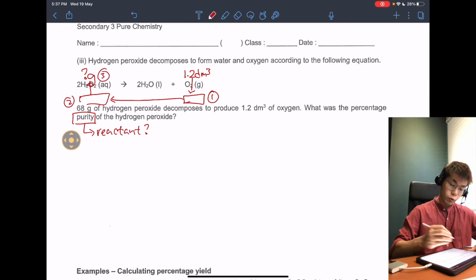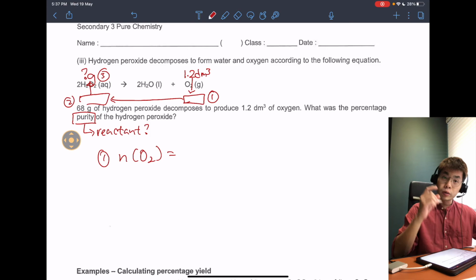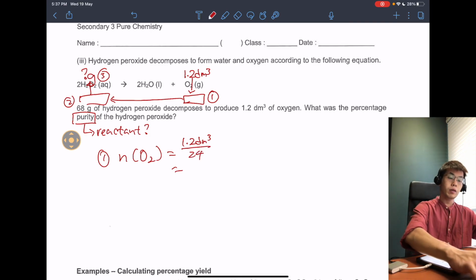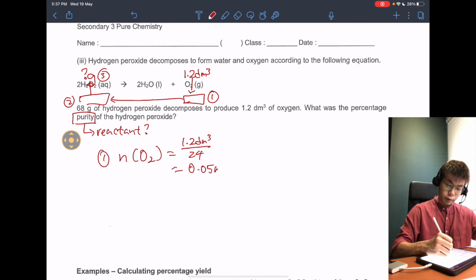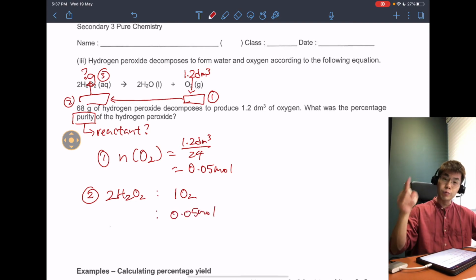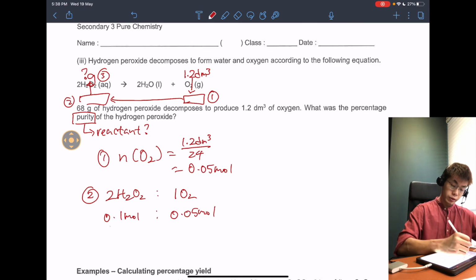Alright, okay, let's go. So step 1, I need to find the number of moles of oxygen, and I know its volume, so 1.2 dm cube. So because it's volume of gas, I need to divide by 24. So let's do that. 1.2 divided by 24, I get 0.05 mole. Okay, so step 2, mole ratio, 2H2O2 is to 1O2. And I know that my 1O2 is 0.05 mole. So the number of mole of hydrogen peroxide is times 2, 0.1 mole.